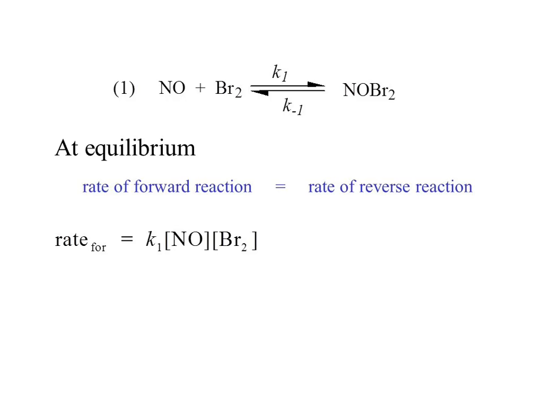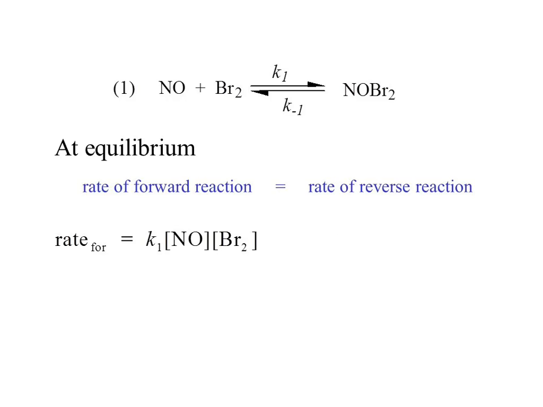The rate law expression for the forward direction would be equal to, remember we always focus on the reactants. So in the forward direction, it's the molar concentration of NO raised to the first power, because its molecularity is 1, times the molar concentration of Br2 raised to the first power. That's in the forward direction, times its rate law constant K1.